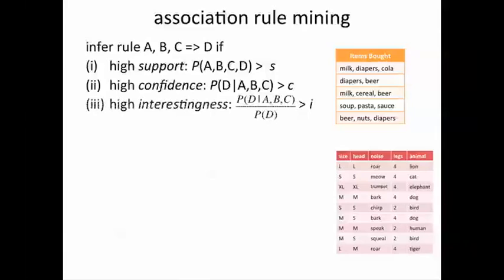And lastly, this rule should be interesting in the sense that the confidence that D occurs given A, B, and C is significantly higher than the probability of D occurring just by itself. So for example, if D always occurred in the data, that means you always had a value D, that everybody always bought, say, milk, then any rule that you came up with, whatever the confidence, would not be interesting, because the probability of D given A, B, and C would be the same as the probability of D, and it really wouldn't be very interesting.